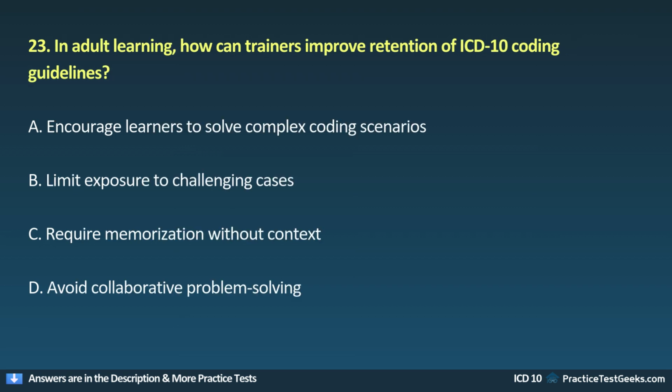23. In adult learning, how can trainers improve retention of ICD-10 coding guidelines? A. Encourage learners to solve complex coding scenarios. B. Limit exposure to challenging cases. C. Require memorization without context. D. Avoid collaborative problem solving.